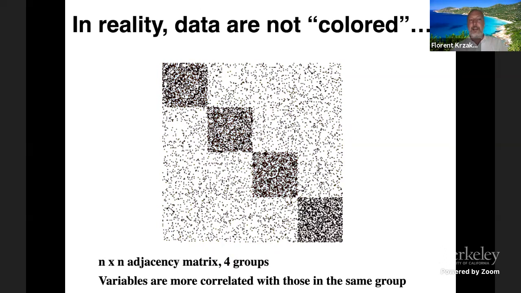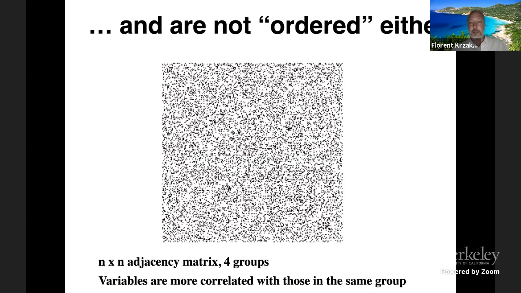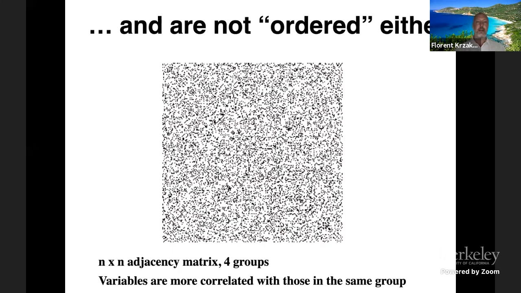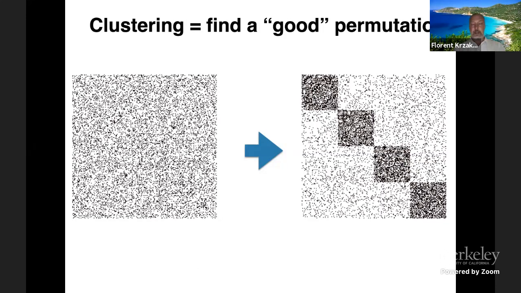Now, of course, in reality, data are not given to you colored like this. You're given an adjacency matrix, so it's more like this, black and white. And it's worse, it's not given to you in order. This is actually the same matrix. The task of clustering is the task of identifying the permutation that will go from here to here. And it doesn't look entirely easy.